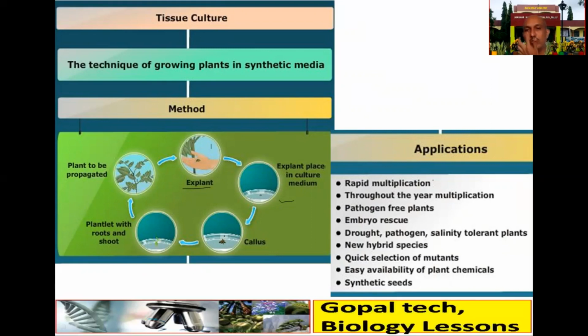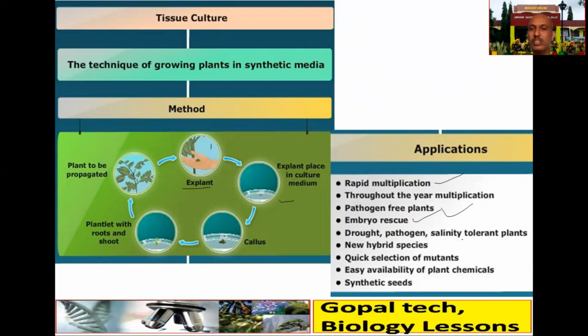See where you can use these applications. Look, tissue culture is used for rapid multiplication of plants. Throughout the year multiplication is possible, no season is required, because you prepare it in the laboratory. Pathogen free, that is virus free plants, the best example is banana. Or you can rescue embryos. You must have heard that when the farmer sows the seed, 60% germinate and 40% do not germinate. That is due to certain embryo problems, so you can take the embryo out and grow it.